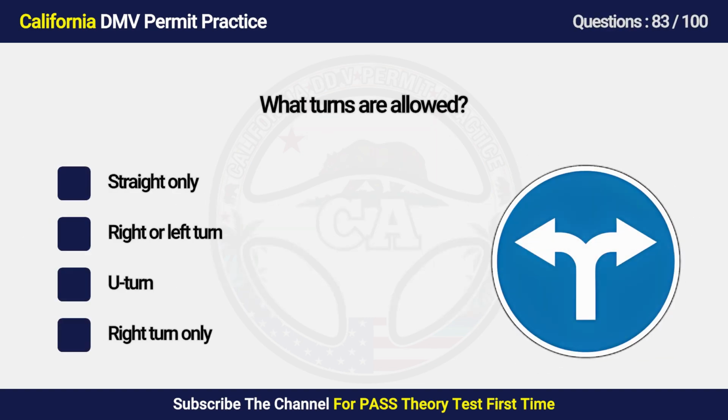Question 83. What turns are allowed? A. Straight only. B. Right or left turn. C. U-turn. D. Right turn only.